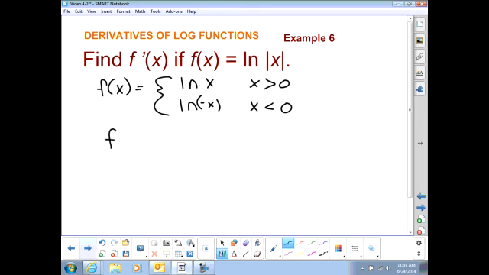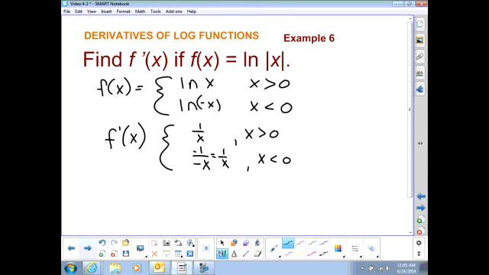So when we take our derivative, we'll just take the derivative of the parts. Well, derivative of natural log we know is 1 over x, and that's if x is greater than 0. For the other part, derivative of the inside is negative 1 over negative x, which is really just 1 over x when x is less than 0. So, really, f prime of x is going to be equal to just 1 over x, provided x does not equal 0.